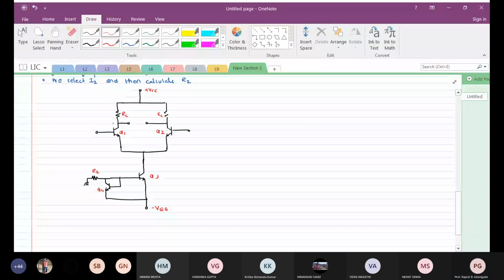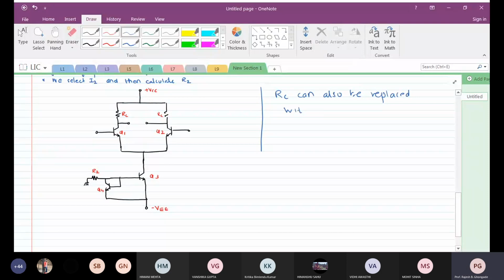Now, people also found out that instead of these passive loads, that is RC, just for extra information, I'm telling you, RC can also be replaced with current sources.